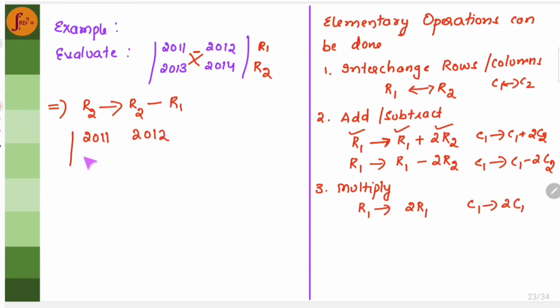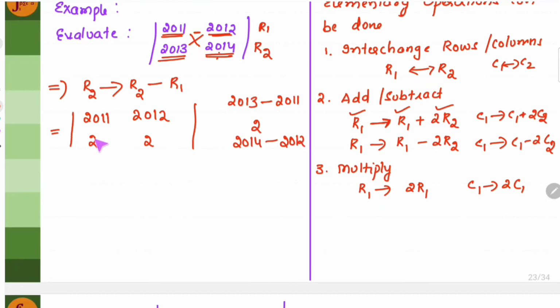So row 2: 2013 is the first element, minus row 1, which is 2011. So we'll get 2. So this will be 2 here. Then for the second element also we'll do that, 2014 minus the row 1 element, which is 2012. You'll have to take the corresponding element. That is, if you're taking the second element in row 2, you'll have to take the second element in row 1. If you're taking the first element in row 2, you will have to take the first element in row 1. So now 2014 minus 2012 is 2.